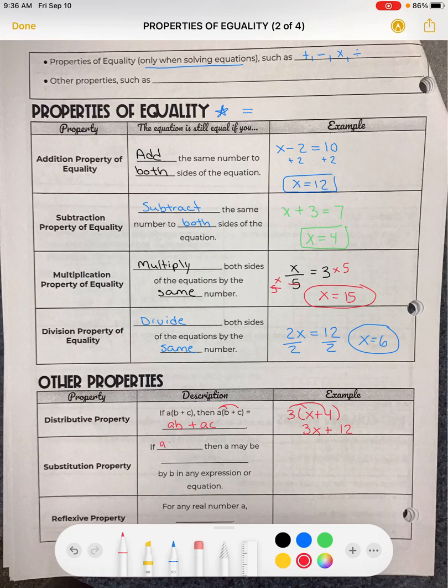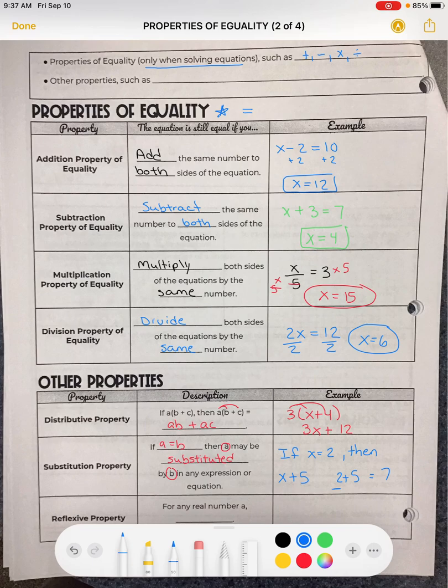Substitution property: if A equals B, then A may be substituted by B in any expression. We use this a lot, like we'll say if x equals 2, then if you have something like x plus 5, you would substitute the 2 in. So we would say 2 plus 5 is substitution, and that would equal 7.